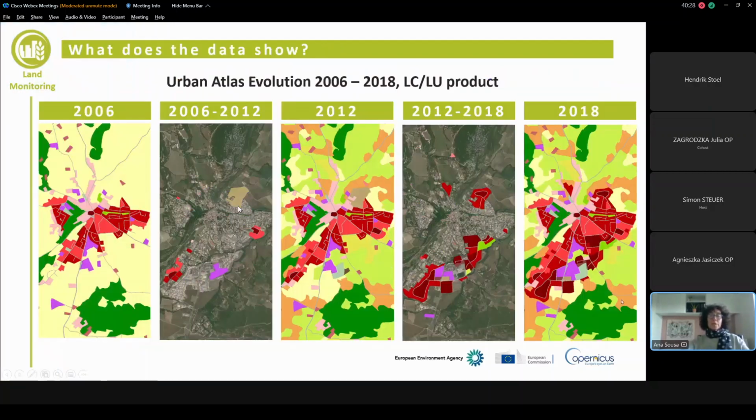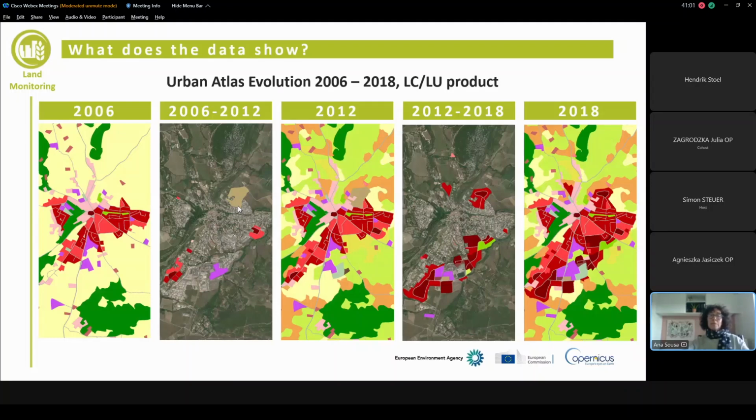Now, what does the data show? Here in this slide, I want to illustrate what we call the status layers and the change layers. A status layer shows what the land cover is at a certain reference year, and the change layer illustrates what has changed in a certain period. So we have here 2006, 2012, and 2018 as the status layers, and 2006-2012 as one change layer, 2012-2018 as another change layer.